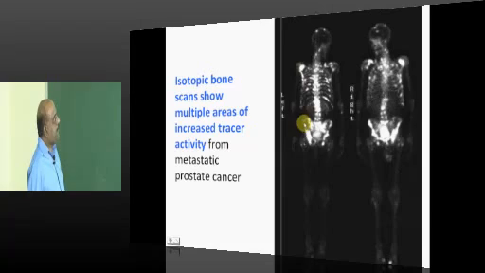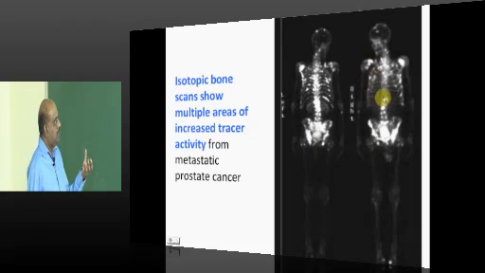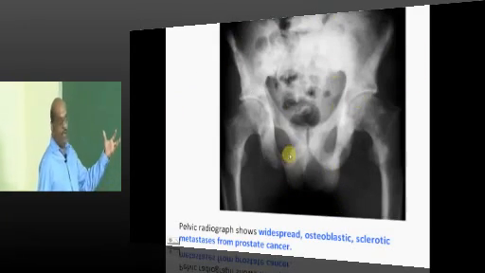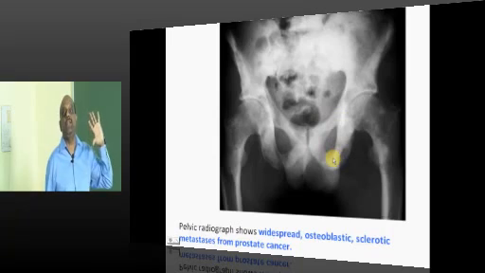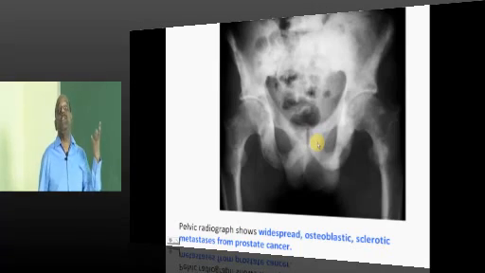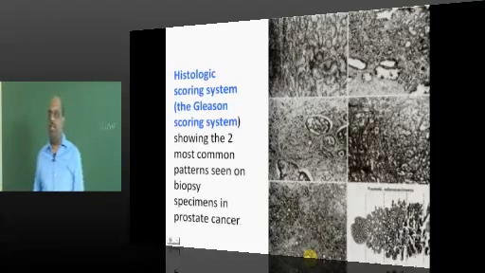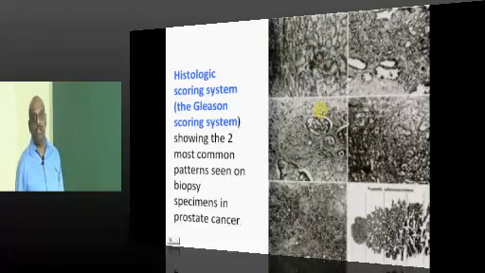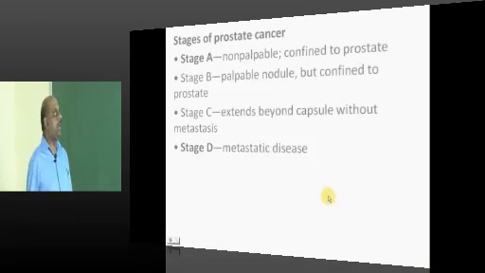This is another example of an isotope being excessively picked up in multiple areas in the case of metastatic prostate cancer. This is a plain radiograph where you are able to see a lot of sclerotic areas. Sclerosis means blastic lesions. Prostate cancer is known to lead to blastic metastasis, which you have to fundamentally remember. And in pathology you studied, we use what is called the Gleason scoring system histologically to grade the prostatic cancer.